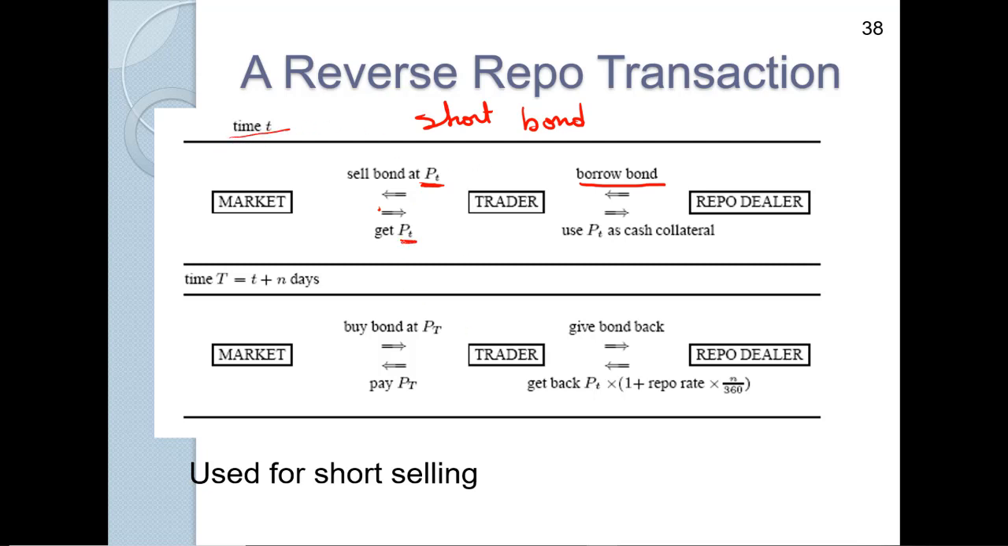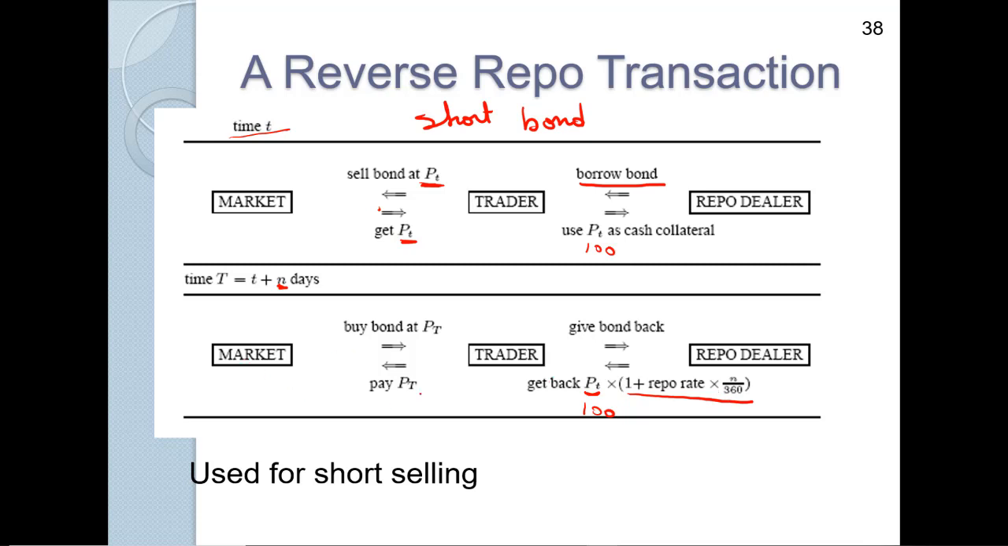And then you're going to get that money, PT, and you're going to use this PT as collateral. So you're going to give the money back to the repo dealer. And then N days later, you come back to the repo dealer, and you're going to get back your PT. So in our case before, we said, let's say the price of the bond is 100. So now they're going to give you 100, and now you're the one that is going to gain the repo rate. Before you were paying it, now you're going to gain it.